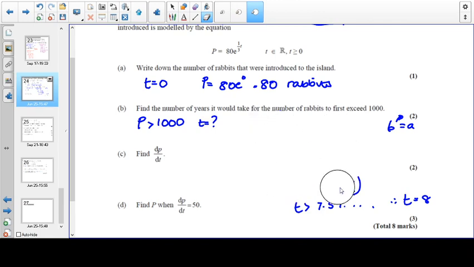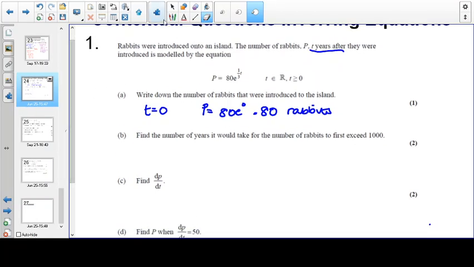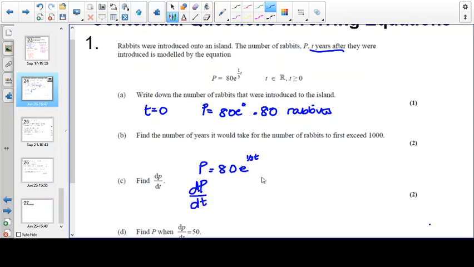Part C, find dp by dt. So we need to differentiate. If p equals 80 e to the third t, then we're going to do dp by dt. Don't forget, if y equals e to the ax, dy by dx equals a e to the ax. So that's going to be 80 times a third e to the third t, and that's the derivative.